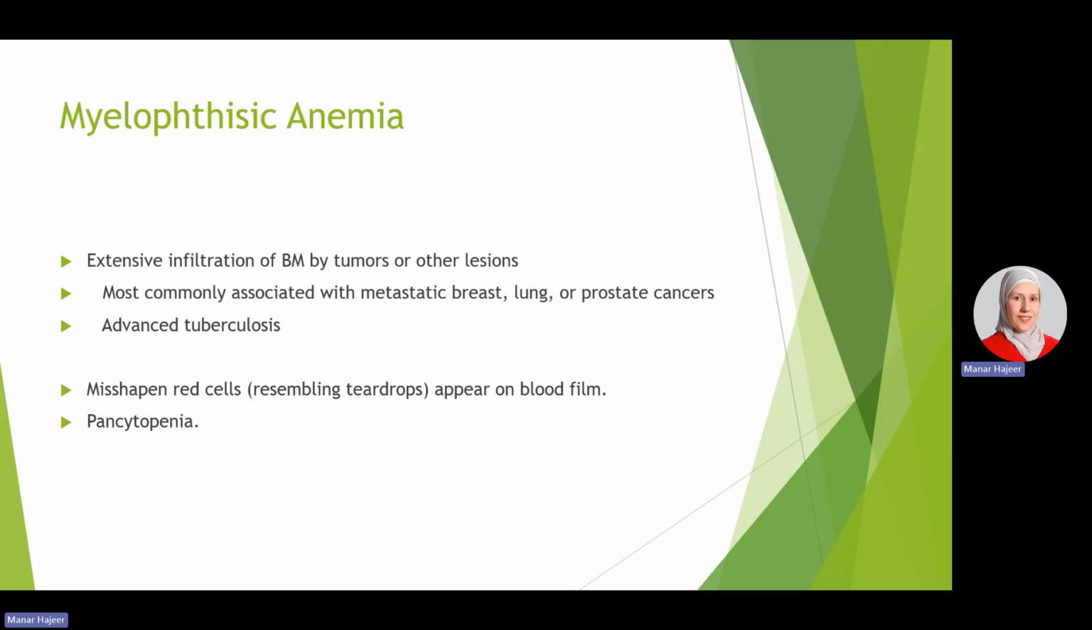Also in advanced tuberculosis, the bone marrow can be replaced by granulomas. The red blood cells in the peripheral blood appear misshapen because of the pressure on them in the bone marrow due to the replacement. So the red blood cells in the peripheral blood will resemble teardrop cells. And those patients will have pancytopenia.